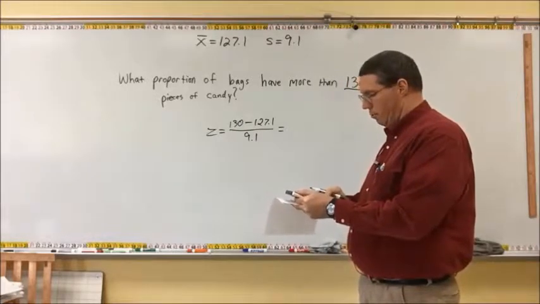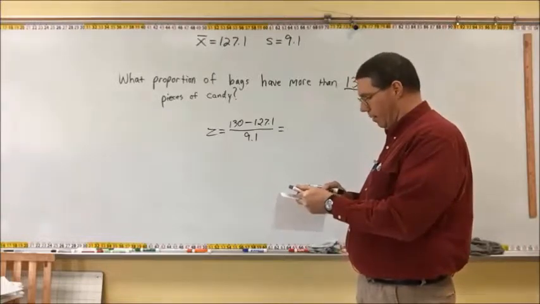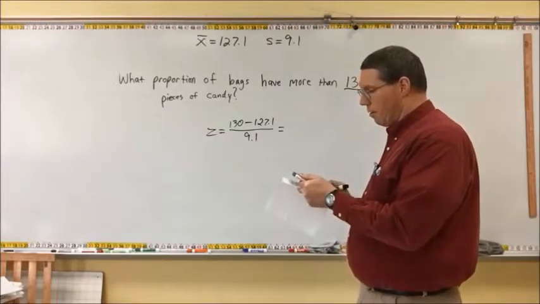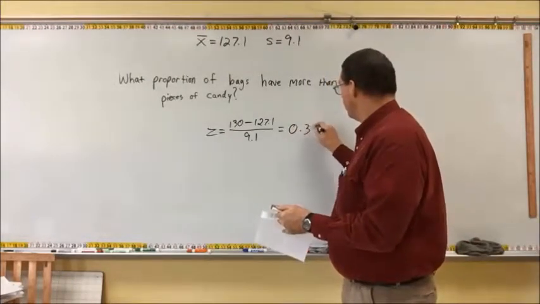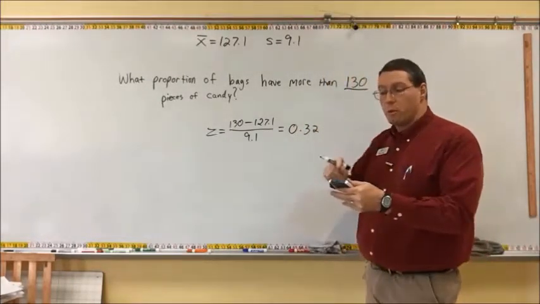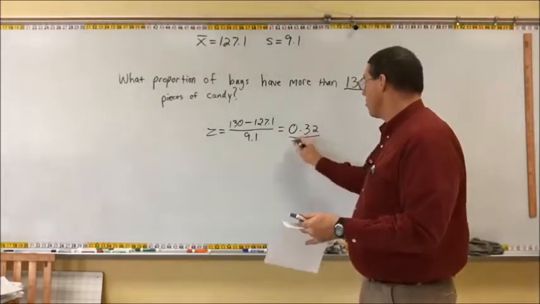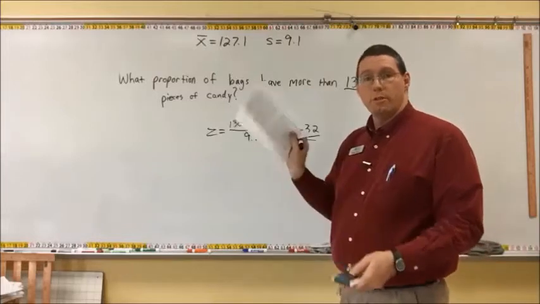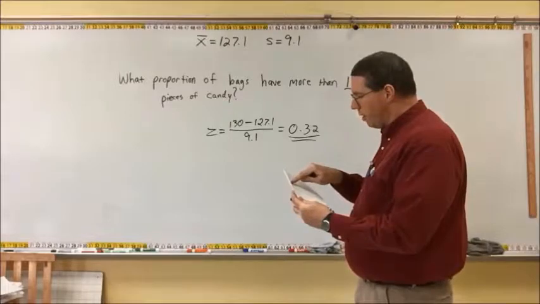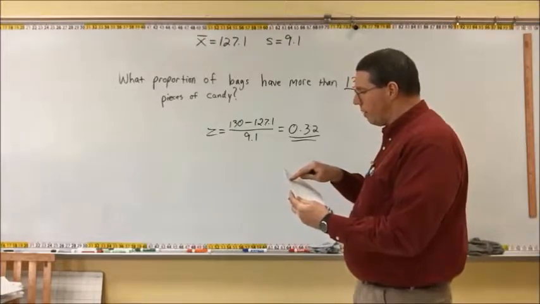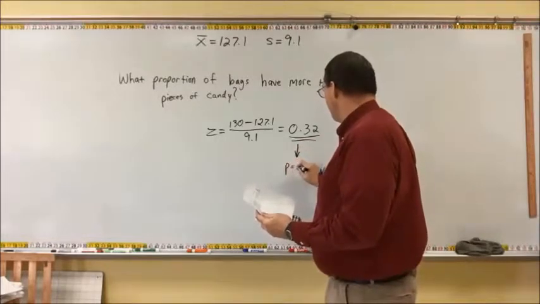130 minus 127.1. That gives us 2.9 divided by 9.1. That gives us 0.318, but the 8 turns the 1 into a 2, so it's rounded to 0.32. So our z-score is 0.32. We'll go into the z table and find 0.32. I see 0.3, and I'll go over to the column where the 2 is at the top, and I get 0.6255.